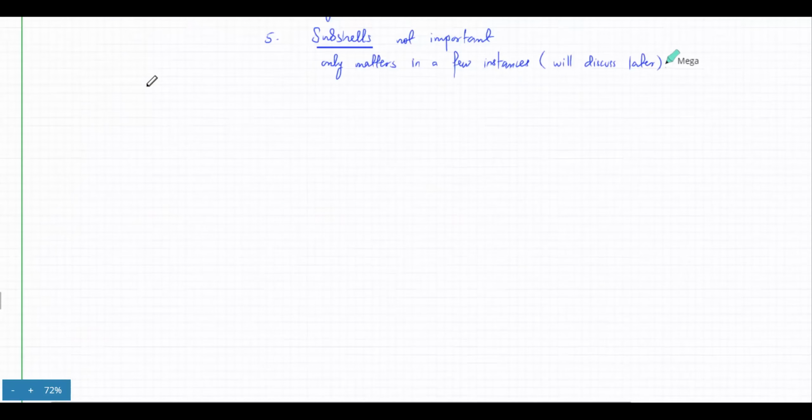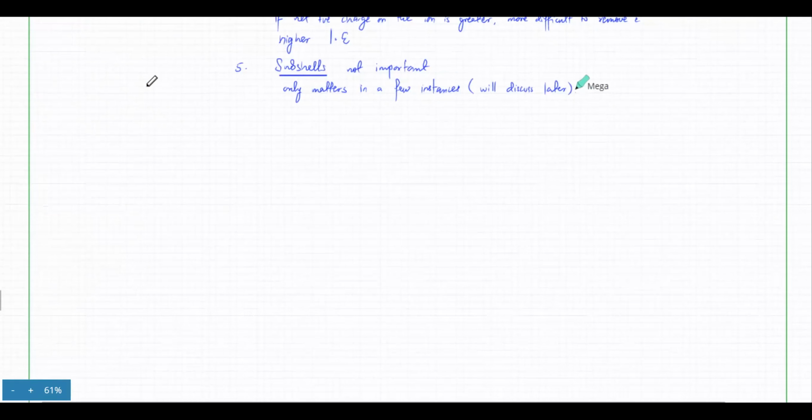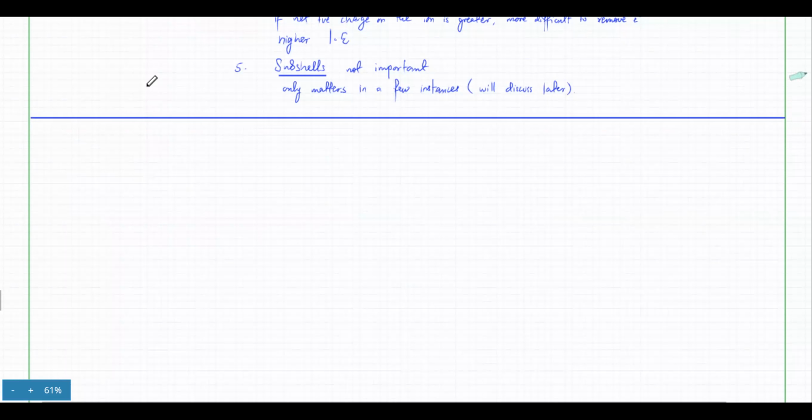So the first thing we're going to discuss now, we have 5 factors, and we're going to talk about these 5 factors over and over again. The first thing we are going to talk about now is called successive ionization energies. We're going to discuss how all 5 factors usually play a role, except for the fifth one. Most of the time, all 4 factors play a role.